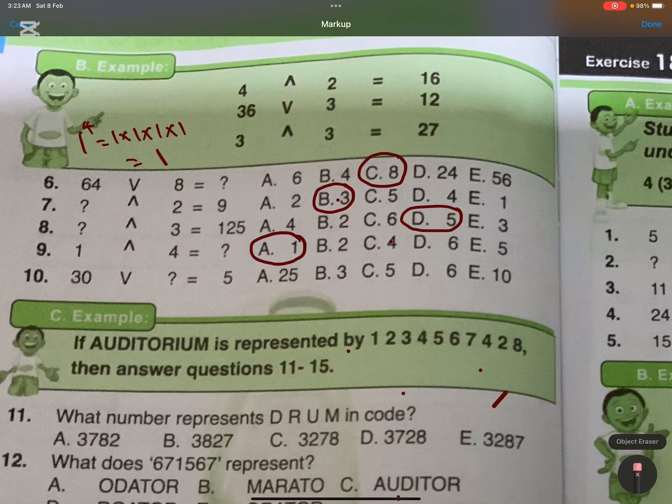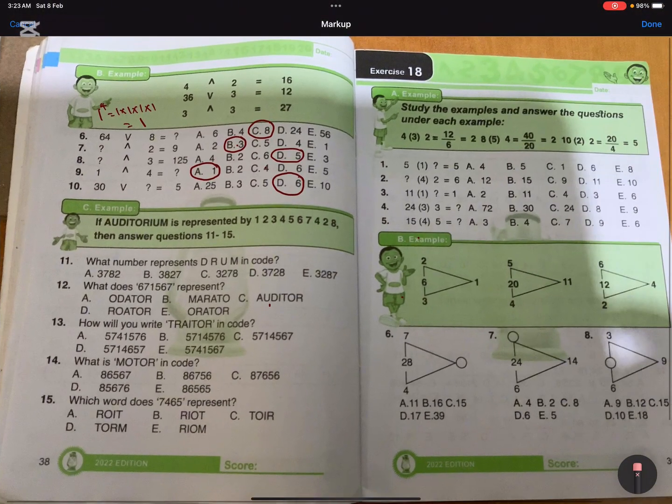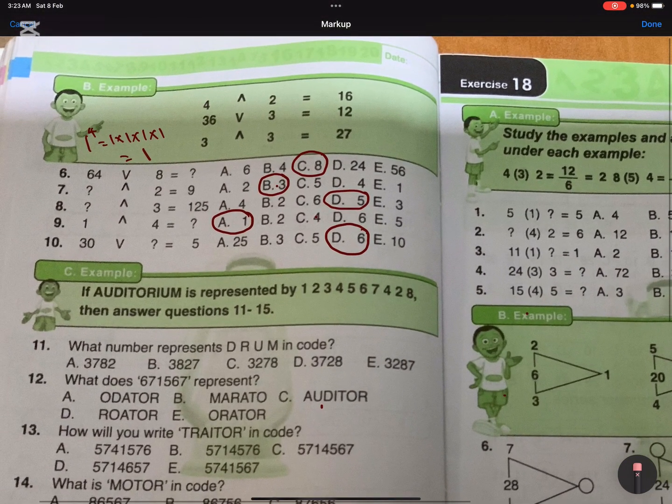Now to the next one. This will be 30 divided by what will give you 5. That's 30 divided by 6. 30 divided by 6 is equal to 5. And that's it. I'm sure you can do the next one. I'm sure you can do 11, 12. You can do 11 to 15. So that's it. Very, very simple.